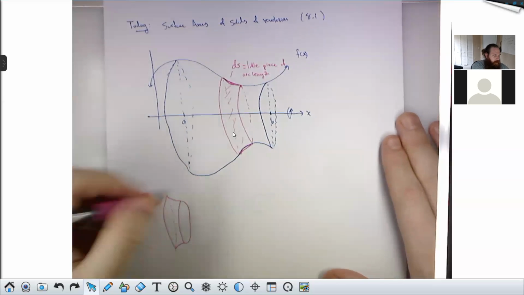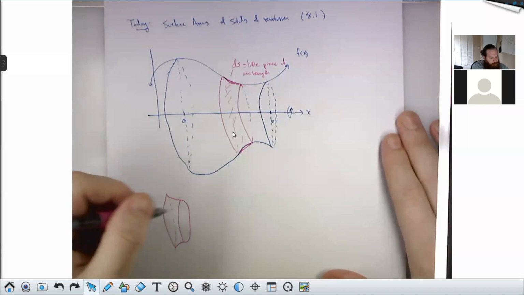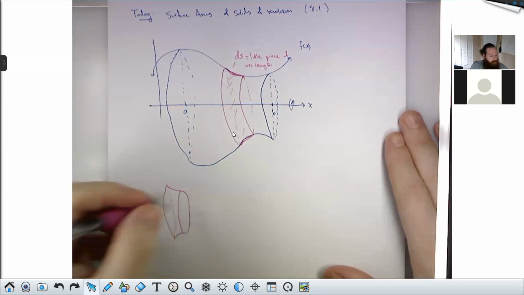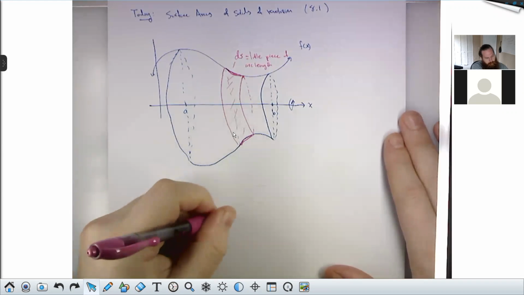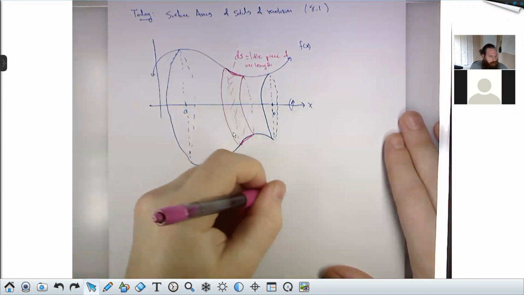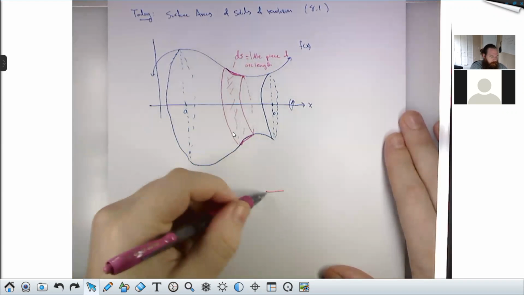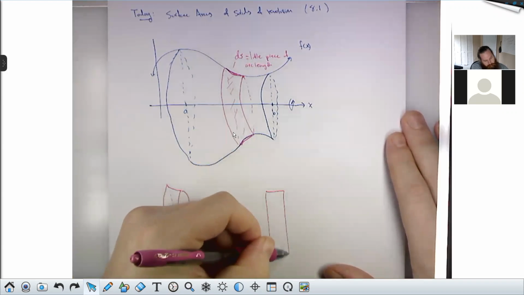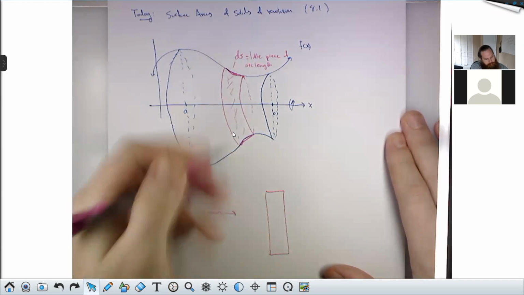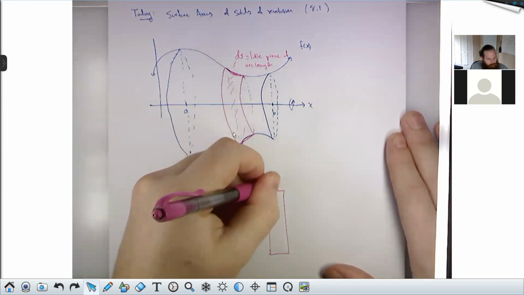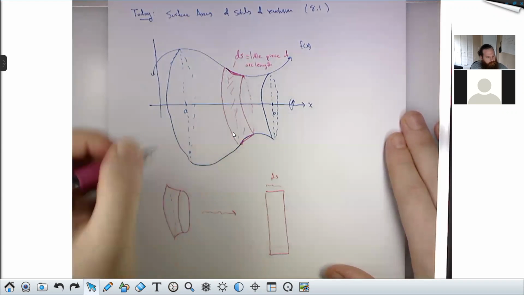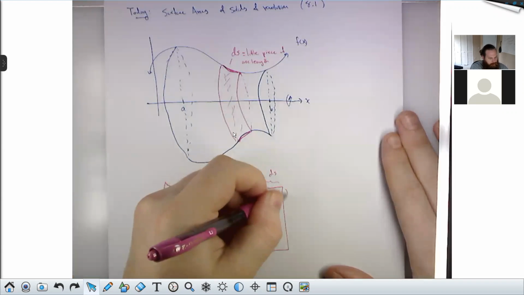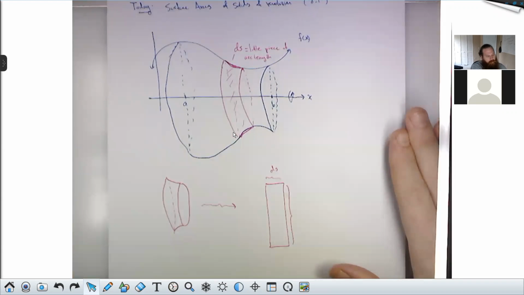Well, I can cut and unroll it, similar to how we would have done for the cylindrical shells method. And it will cut and unroll into a strip, where this is still ds, our little arc length bit, and this is something else.